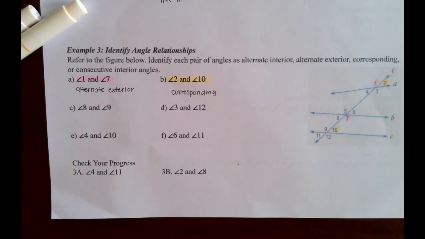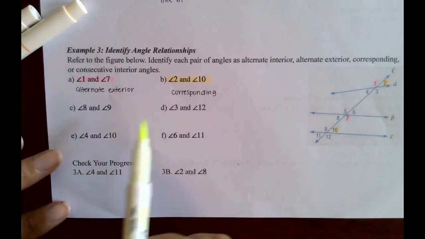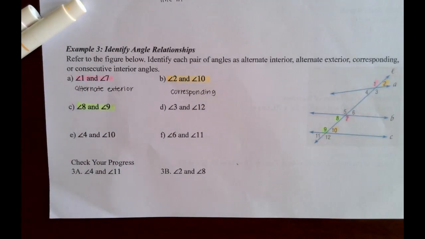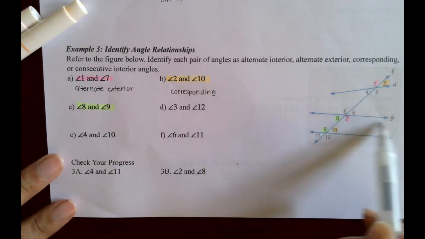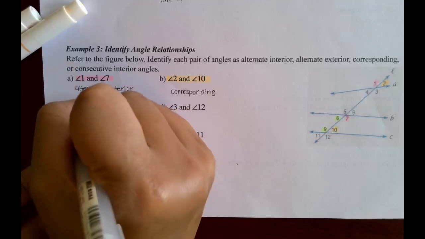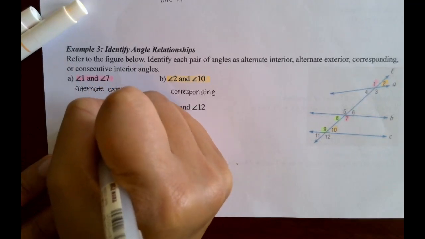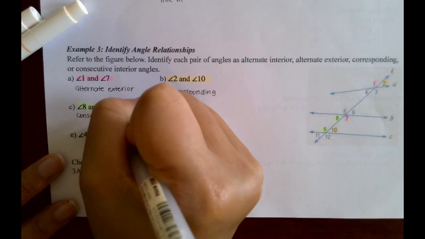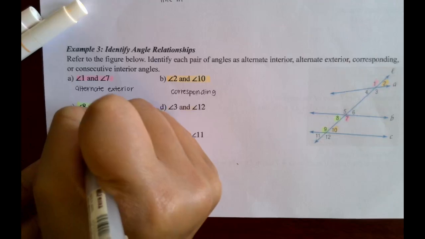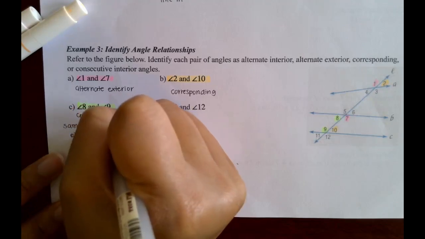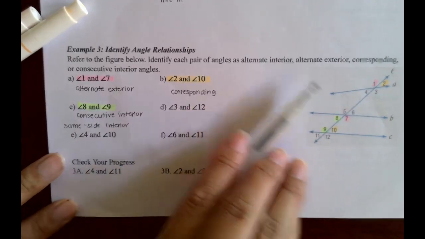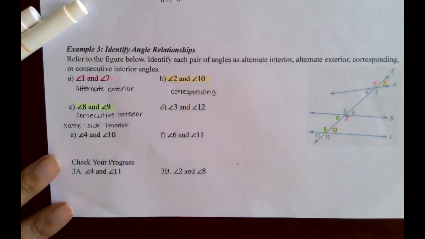Okay. The next one here is angle 8 and 9. Okay. Angle 8 and 9, using this as my pair and this as my transversal, they are same side interior or consecutive interior. I like to call it same side interior. Right? They're both inside the pair, but they are on the same side of the transversal, right? They're both on top of L.